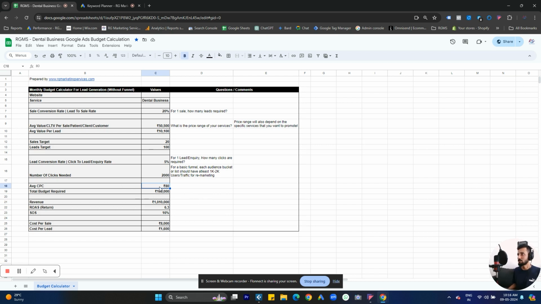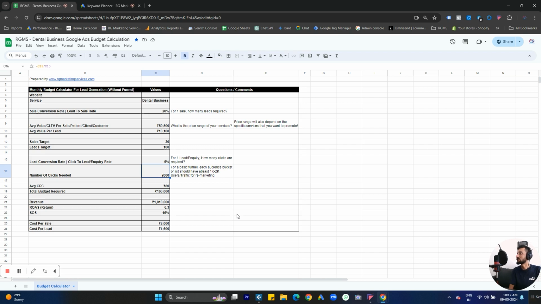So if we take 80 rupees and if we need 2000 clicks, the total budget required comes down to 1,60,000 per month. Okay, so this is the total budget you will require to buy 2000 clicks, which will get you your desired results of 20 sales with the average order value of 50,500. Now we know we need 2000 clicks, each click will cost us 80 rupees, so the total budget here will come to around 1,60,000.